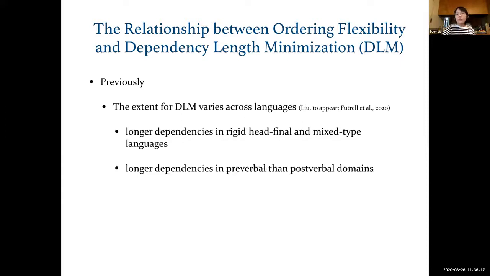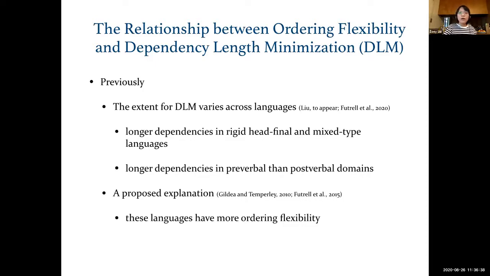In addition, people have also shown that there are longer dependencies in constituent orders in pre-verbal context in comparison to post-verbal context. So one proposed explanation back in 2010 by Dan Gildea and David Temperley was that these languages, in particular head final or mixed type languages, have longer dependencies because they have more ordering flexibility, and thereby the word orders in these languages don't necessarily have to abide by the principle of DLM, but rather could be more subject to other types of factors such as argumenthood status or pronominality.